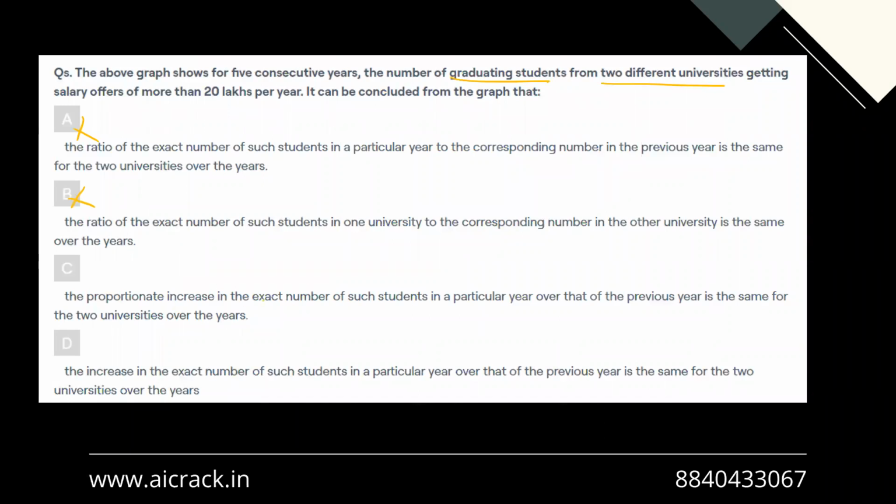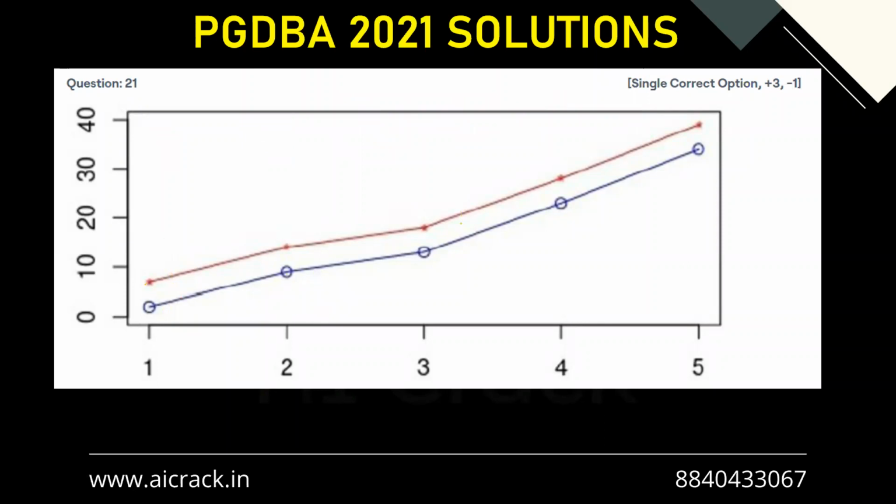The next option says the proportionate increase in the exact number of such students in a particular year over the previous year is the same for two universities over the years. So again, let's take this example. Let's say we have this A over here and B over here, and this number over these 2 years from 1 to 2 got increased by, let's say, C. So this is also increased by C. So now we have B plus C over here and A plus C over here. What they are saying is that A plus C divided by A is the same as B plus C divided by B.